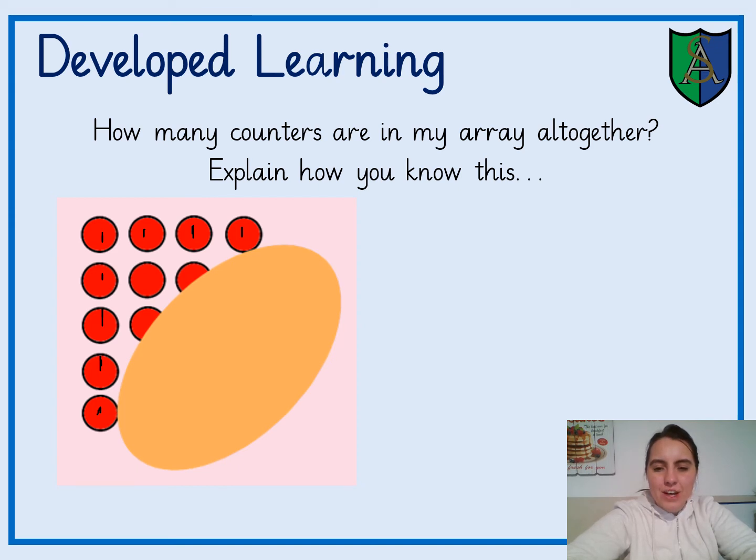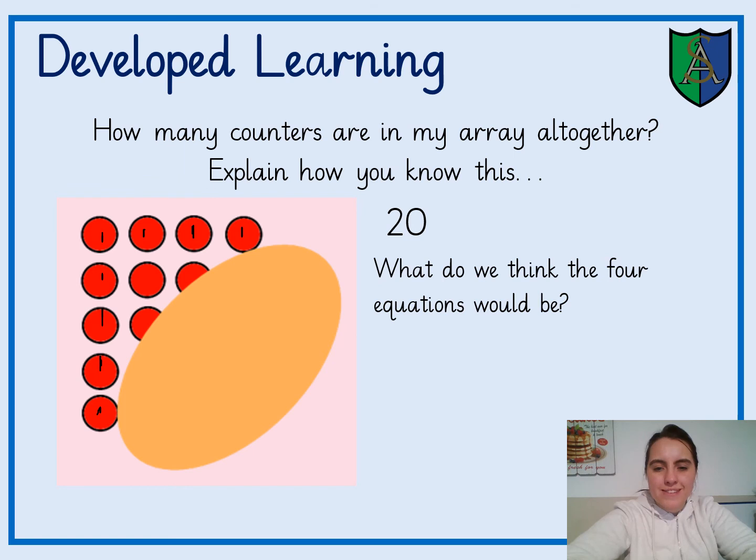Okay, let's have a look. So the answer was 20, and we're thinking about the 4 equations. So the first 2, the multiplication ones, you should have already thought about. Now let's think about the division equations. So we should have our whole, which is 20, and we should divide it by one of our parts. And remember, one of our parts was the amount of rows that we have.